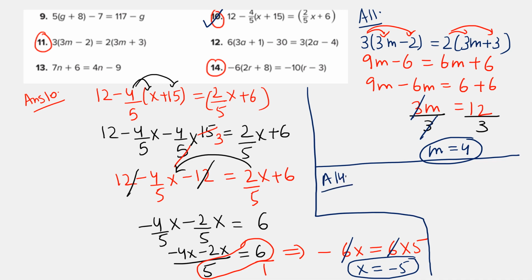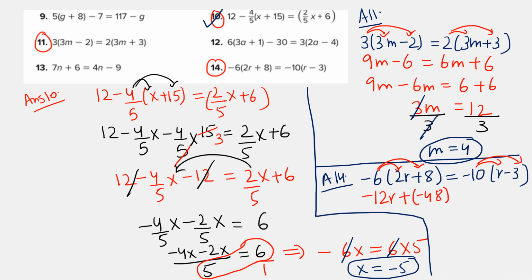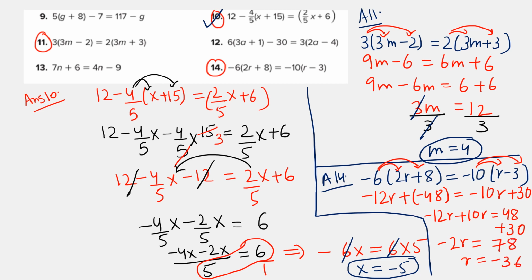Answer 14. I will just leave you with a few steps of multiplication. I have less space here, so you will do the remaining steps yourself. Just do the distributive property. Multiply term wise. So this is minus 12r plus of minus 48 is equal to minus 10r plus 30. Collect the like terms. So minus 12r plus 10r is equal to 48 plus 30. So minus 2r is equal to 78. So r is minus 36.